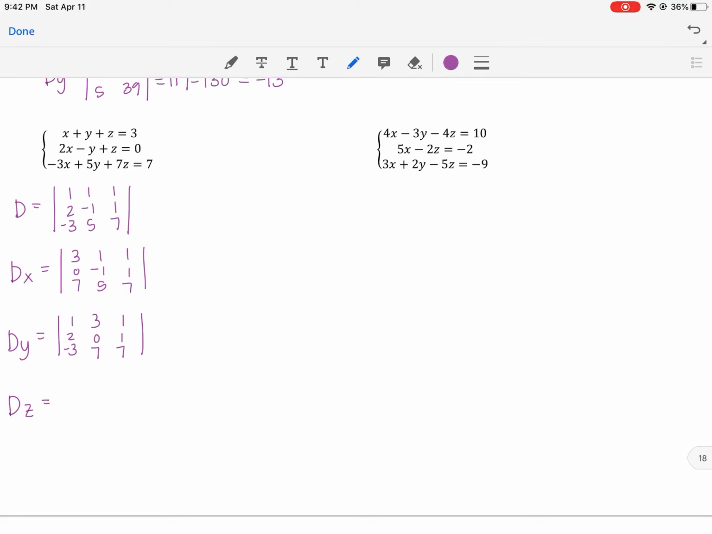This one, you leave the first and the third row, but you replace the middle row, or the y, with the answers. And then dz, you change the last row.